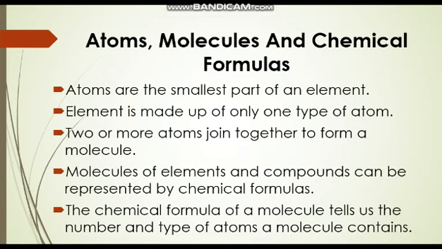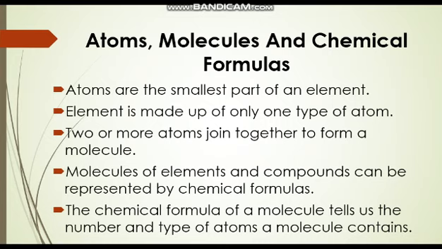Now first of all, atoms. An atom is the smallest part of an element. Now an element, how is an element made? An element is made up of the same type of atoms. When 2 or more atoms join, they will form molecules. The atom's outermost shell is not complete, so they will join with other atoms to form stable molecules.